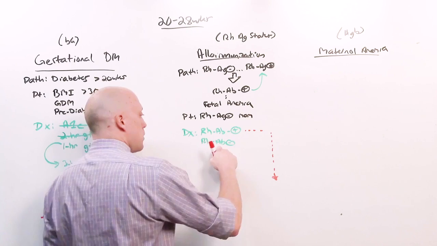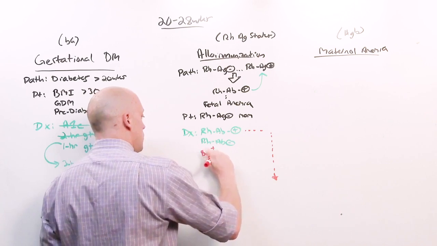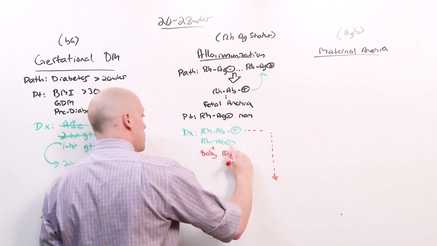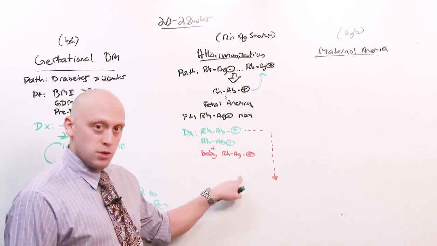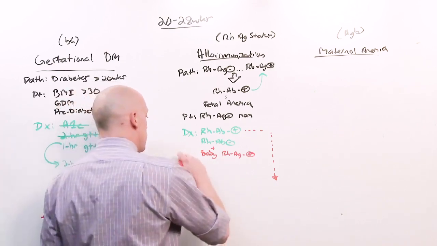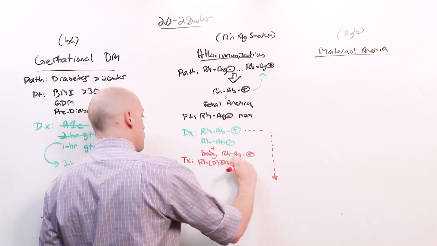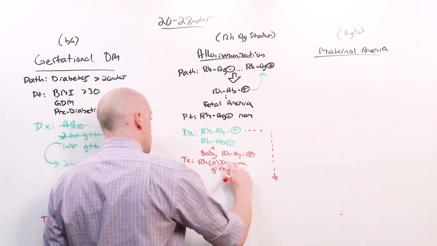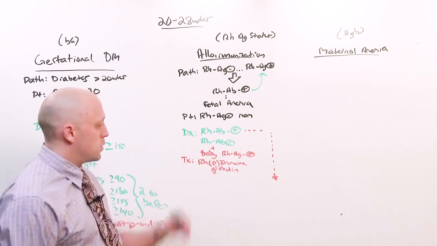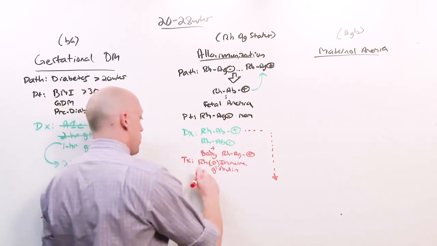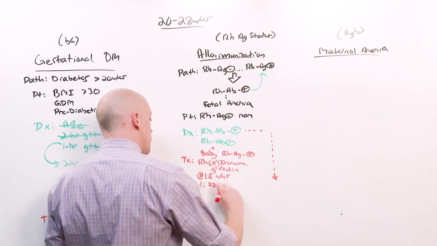If she is Rh antibody negative and baby could be Rh antigen positive, that is, dad is antigen positive or the status is unknown, you're going to give RHD immune globulin, RhoGAM. This is antibody against the antigen. It hides the antigen from mom's immune system. You'll give this at 28 weeks and within 72 hours of delivery.